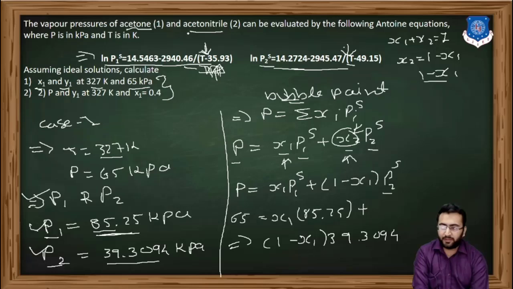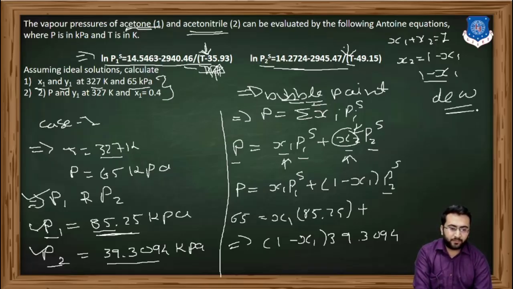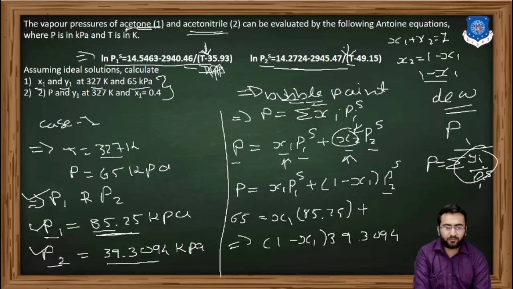Then using the bubble point equation, P is equal to the summation of xi Pi saturated. Here two components are given. Component 1 is acetone and component 2 is acetonitrile. So this bubble point equation becomes like this. Now we are choosing this equation because it is relatively easy compared to the dew point equation. We can also use the dew point equation to find the value of P, because the dew point equation can be given by P is equal to 1 upon the summation of yi upon Pi saturated.